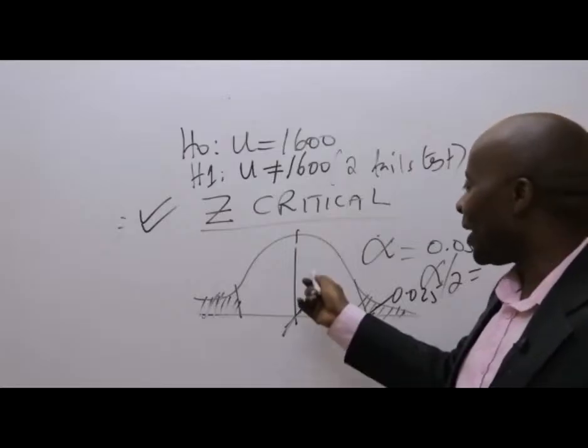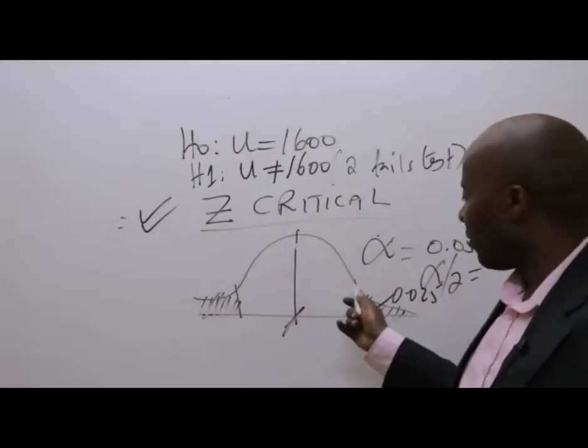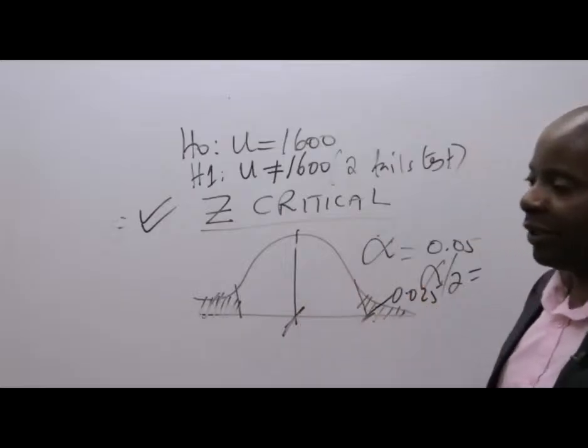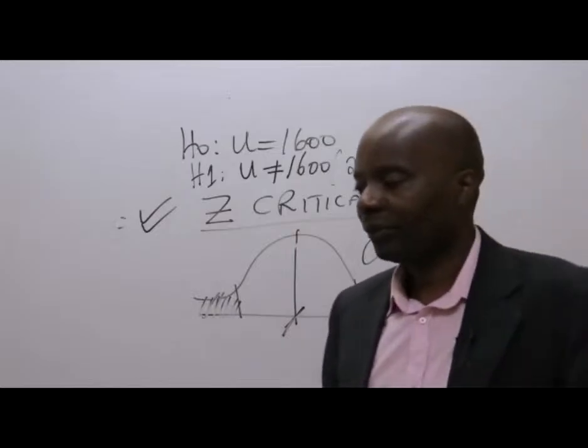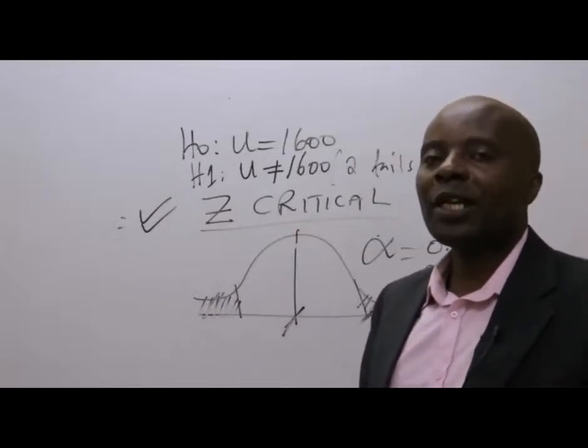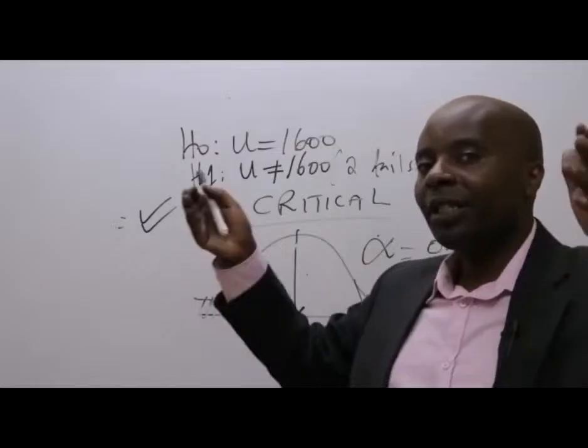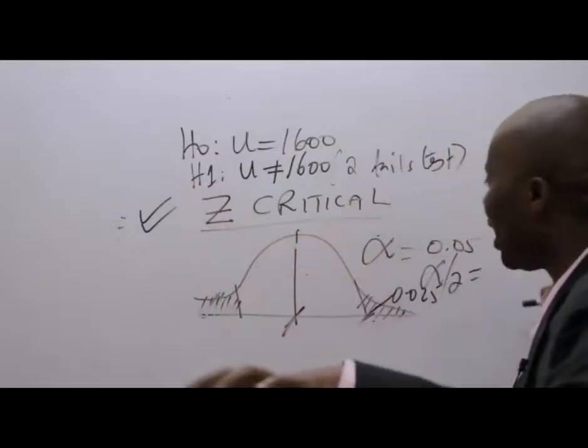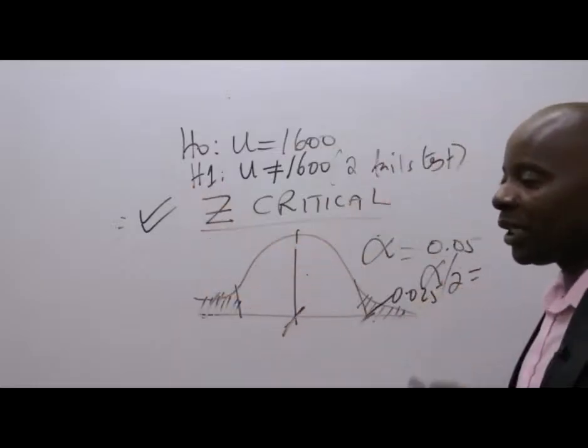So I need to get this one here. This one here will be 0.5 minus 0.025. Can somebody give me this answer? Remember the level of significance, unlike the confidence interval, normally goes to the tails.